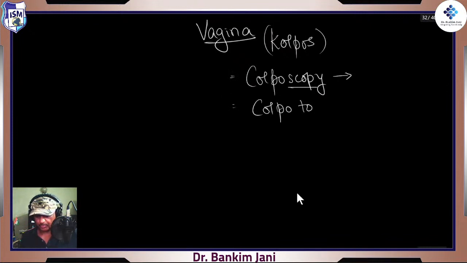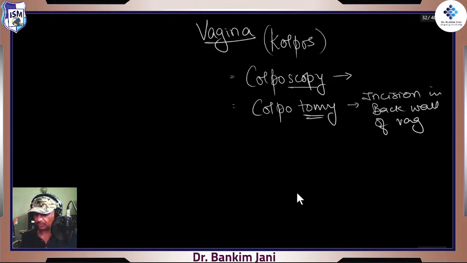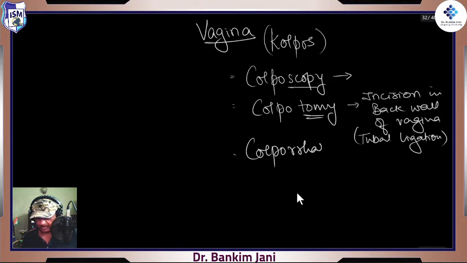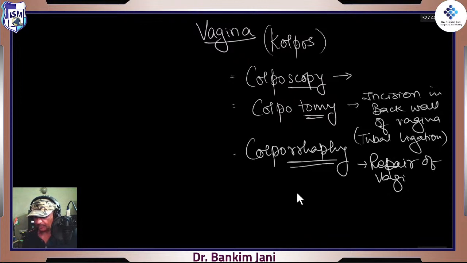It is colpotomy. Tomy means to cut. It is when the incision is put in the back wall of the vagina, and usually it is done for tubal ligation. Or there is one more thing called colporraphy. Colporraphy, that is repair, repair of the vagina. So these are some of the terms, right?